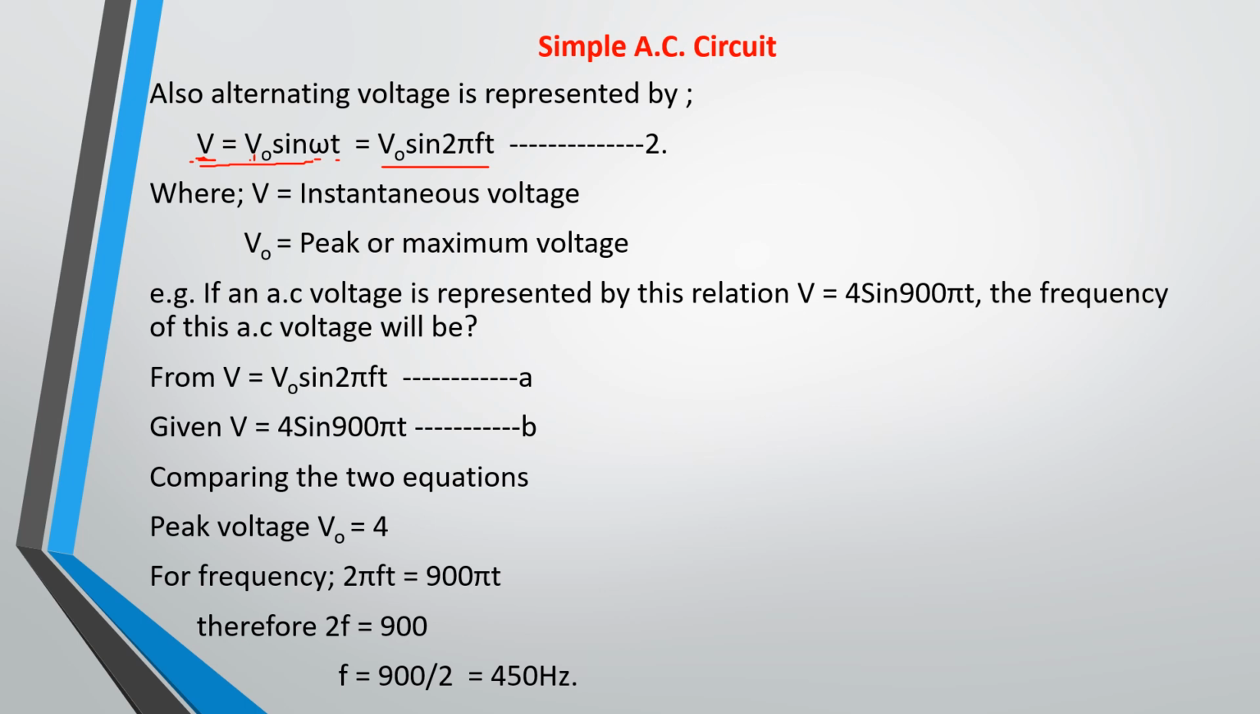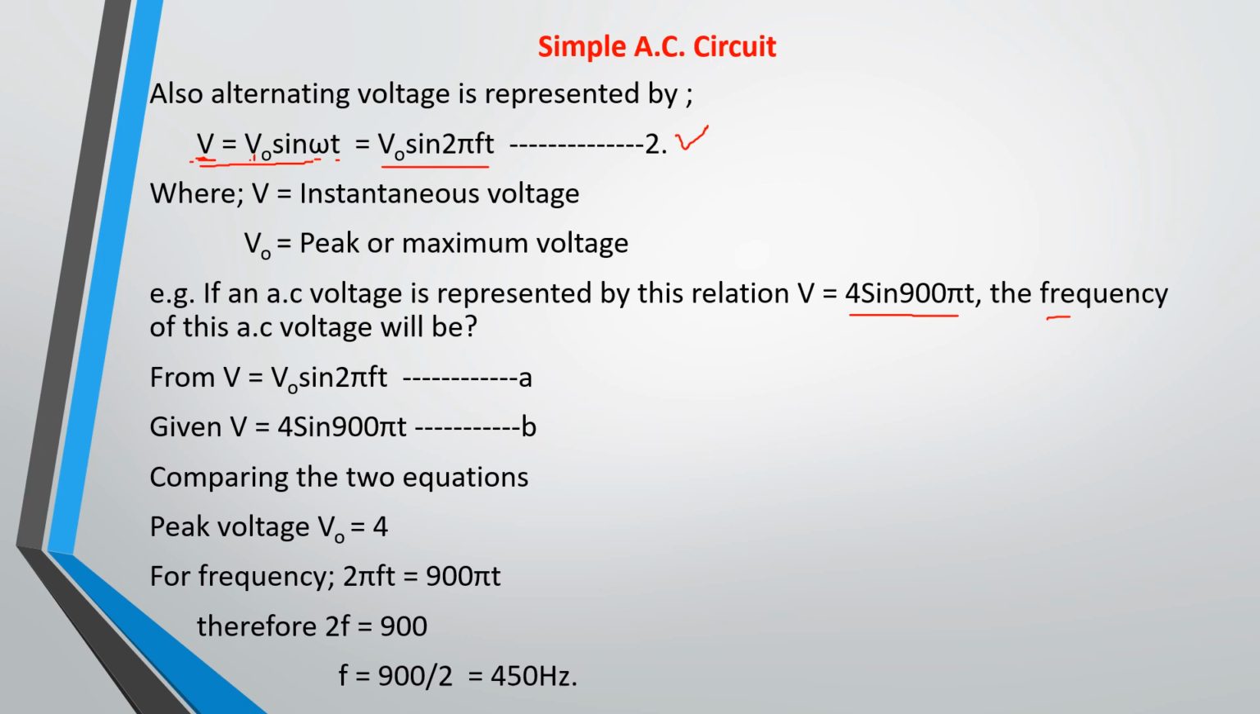All right, so these are the initial equations that you need to know when we're talking about AC circuit, AC current or AC voltage. AC is alternating current or alternating voltage, right? So just take note of that. I gave an example here to explain this wave equation. If an AC voltage is represented by this relation, what will be the frequency of this voltage?